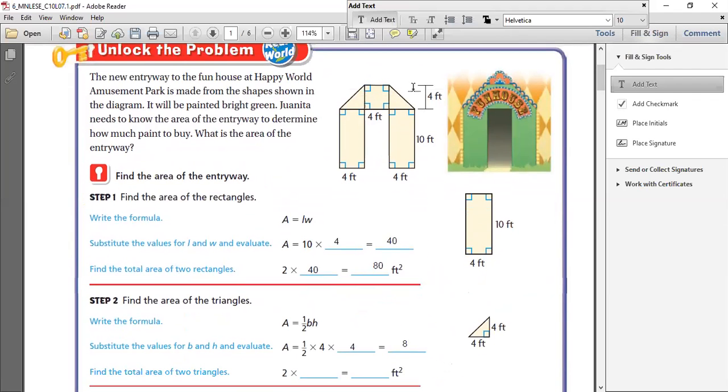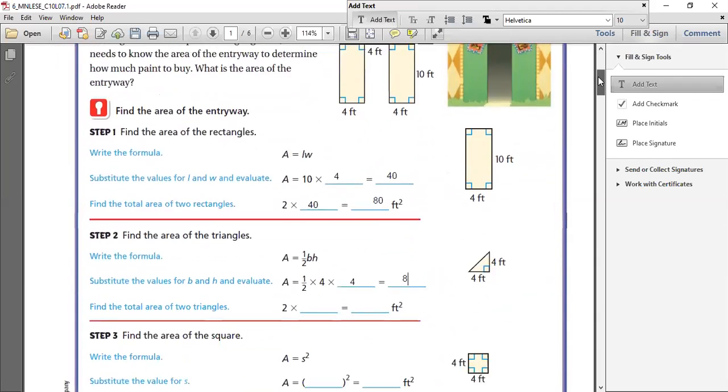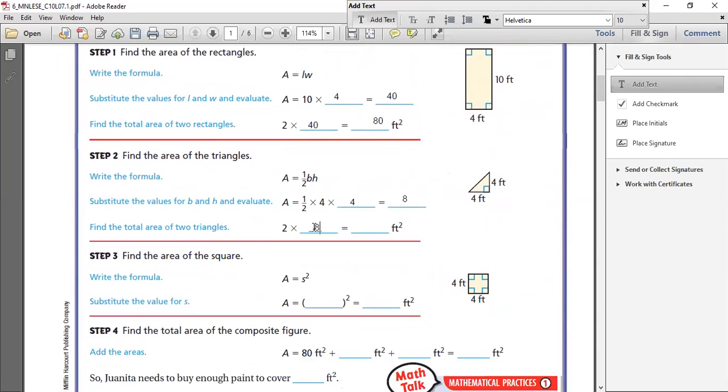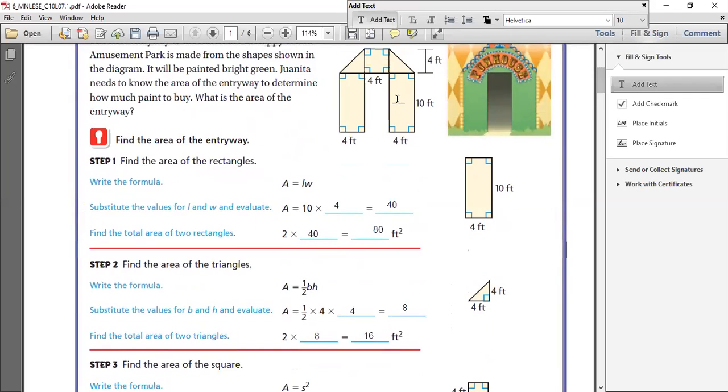But in the picture, there are two triangles. So if the area of one triangle is 8, the area of two triangles is going to be 16 square feet, right? So that's going to be 16 square feet. Okay, now what else is there in the picture? We found the area of two rectangles. We found the area of two triangles. So what's left is one square.